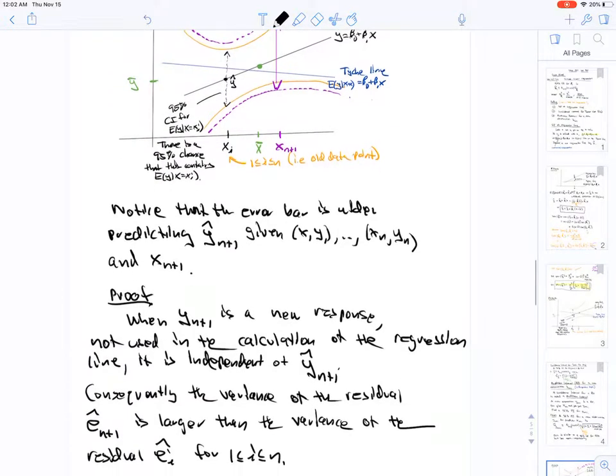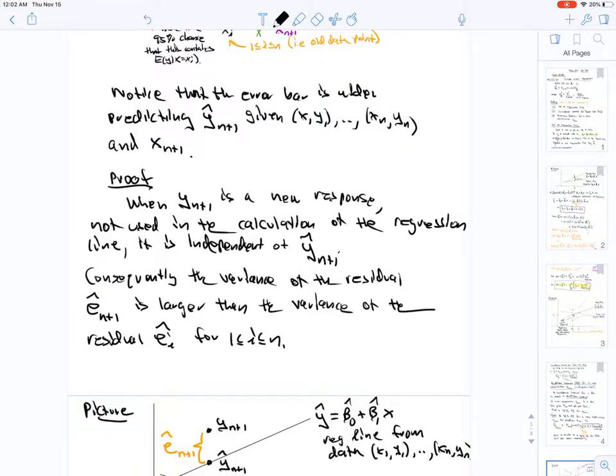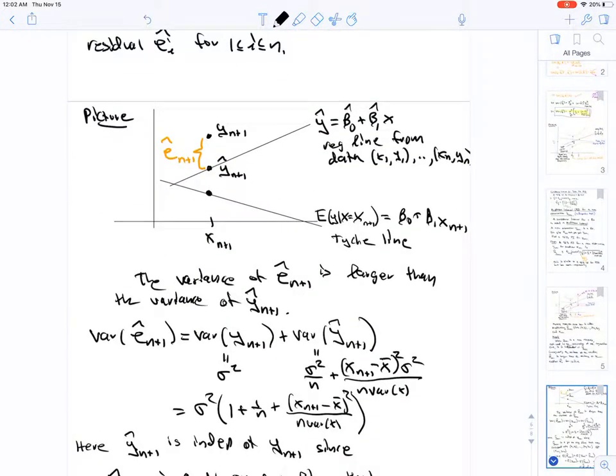So we're going to prove this result. When y n plus 1 is a new response, not used in the calculation of the regression line, it's independent of the regression line, of the predicted value of the regression line above x n plus 1. So consequently, the variance of the residual e hat n plus 1 is larger than the variance of the residual e i for i between 1 and n. We're going to make that very clear below.